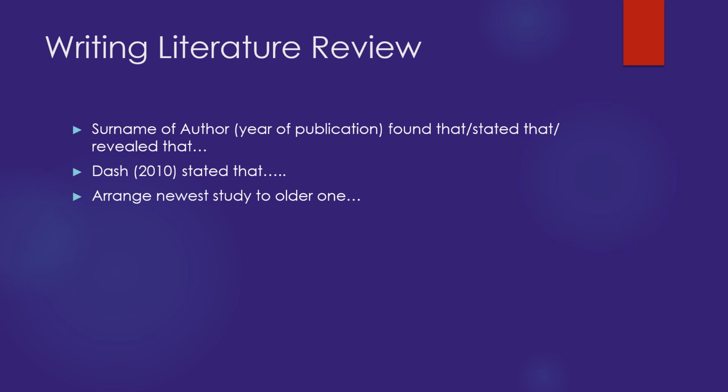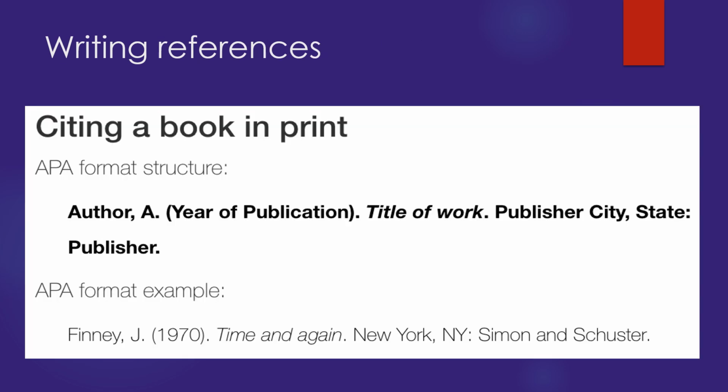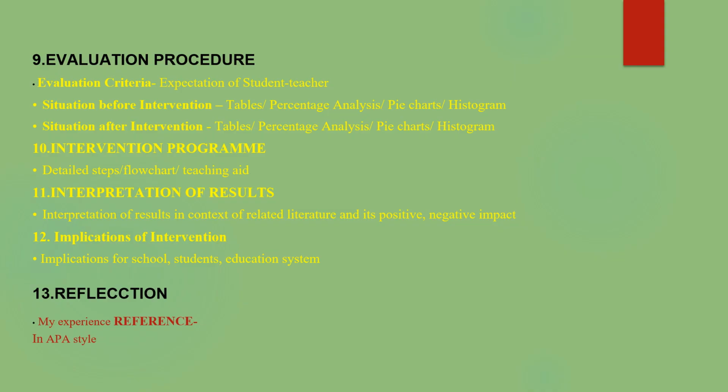Then writing the review of related literature. The most important part is you have to write the surname of the author first, then the year of publication. For example, Dash 2010 stated that. In this way, you have to mention your review of related literature. Then while writing the references, you should follow the APA format structure, which is always available. This is the standard format structure to write the references.